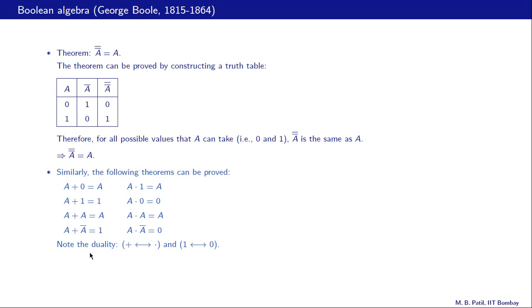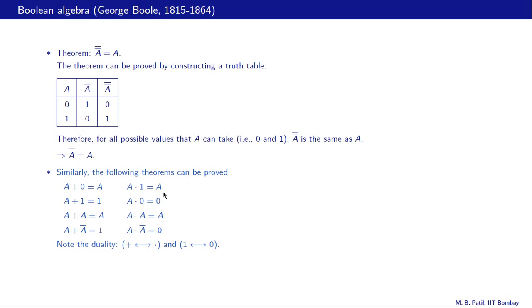Note that there is a duality between the OR and AND operation and also between 1 and 0. Let us see what we mean by that. Suppose we know only this theorem and not this one. In that case, we can actually derive this theorem from here using this principle of duality. How does it work? We replace OR with AND, that is plus with dot. So we get A dot, and then we replace 0 with 1. So we have A dot 1, and that is A, and that is this theorem here.